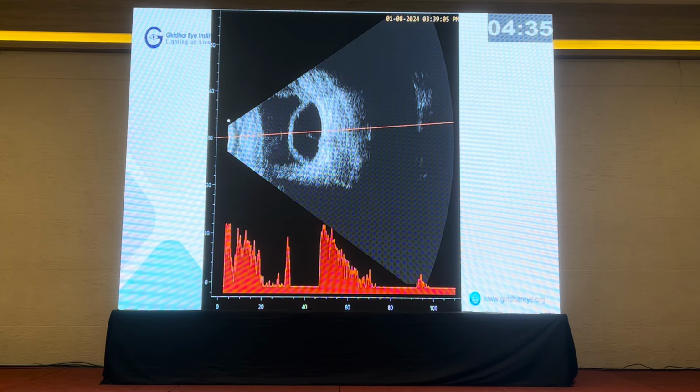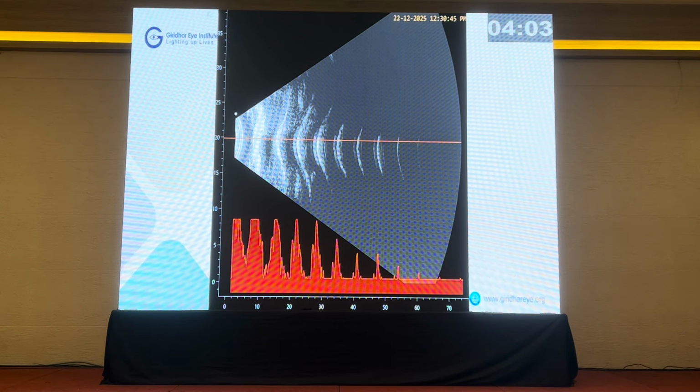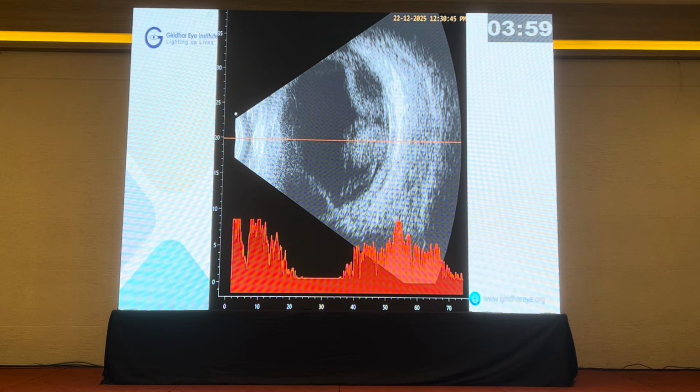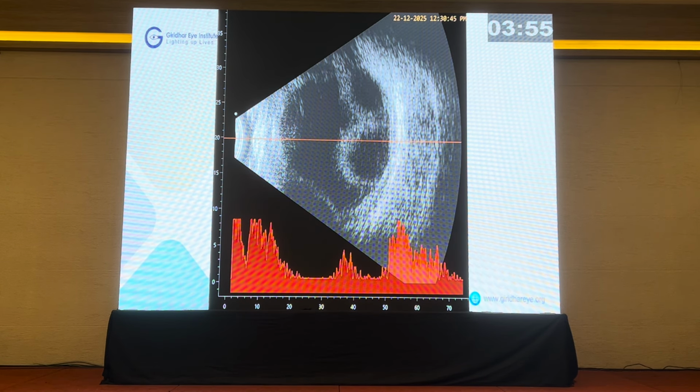Another case has a similar pattern, and if you look at the dynamic scan rather than a static printout, it gives you more data. Here we can see multiple mound-like lesions in the posterior part. Along with it, towards the end of the scan, we can see a hyperreflective membrane, which tells us that there is a retinal detachment along with the choroidal detachment.